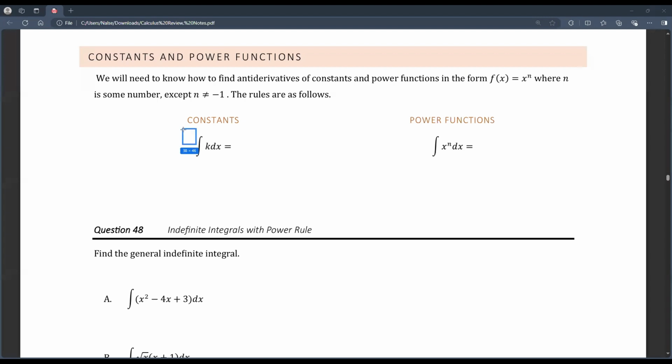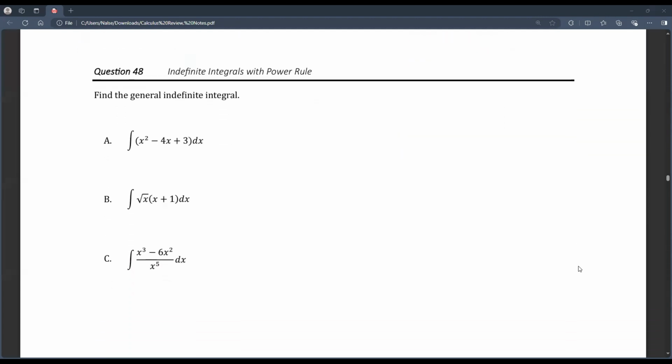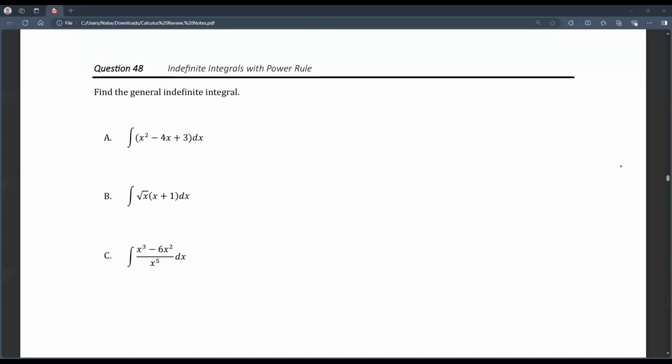Let's learn the basics of antiderivatives. Here's what you should know. The antiderivative of the constant k is k times x plus c, and the antiderivative of x to the nth power is x raised to the n plus 1 power, divided by n plus 1 plus c. Let's use these 2 rules of antiderivatives in question 48.